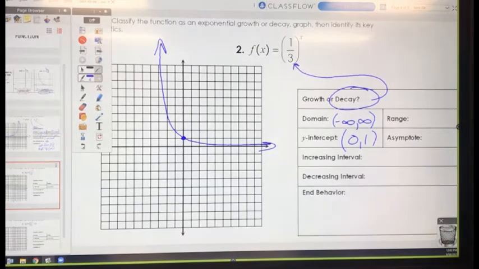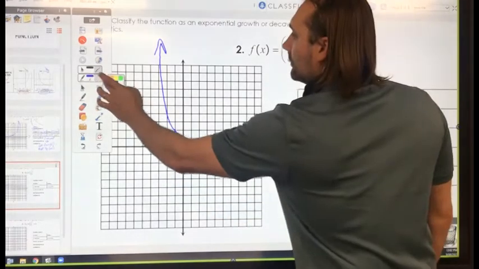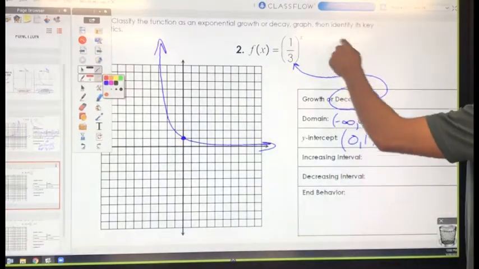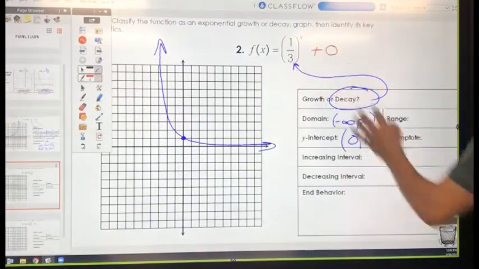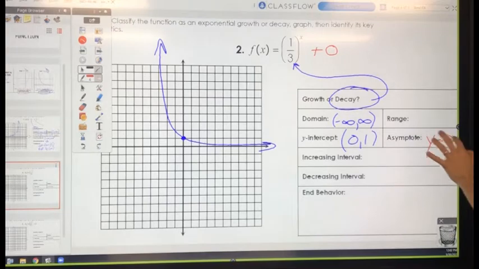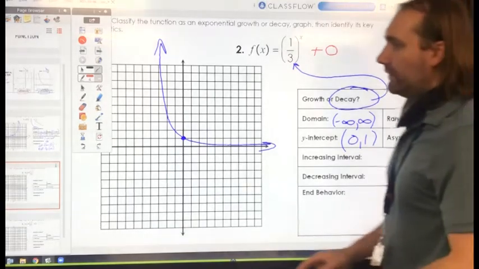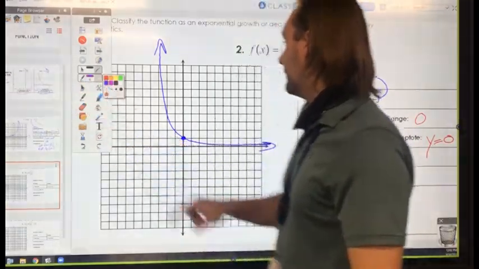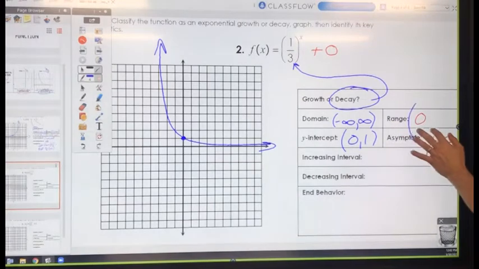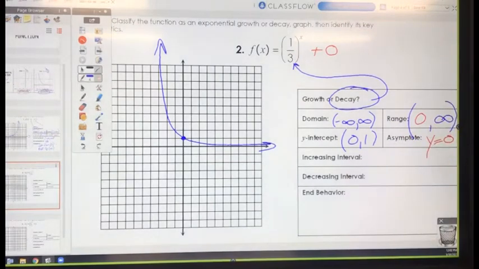What would be my asymptote? What number is here? It's 0. So my asymptote is y equals 0. Which means my range goes from what to what? 0 to infinity. Very good. Make sure you put parentheses there because you're not going to equal 0. So my range stays the same because again, there was no vertical shift.